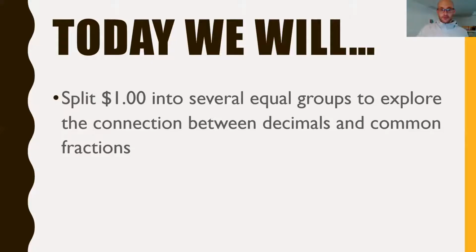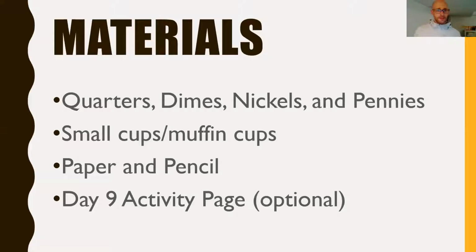So here's what we're going to do today. We're going to split $1 into several equal groups, different types of equal groups, and I'll explain that in a second, to explore the connection between decimals and some common fractions. Today we're going to need quarters, dimes, nickels, and pennies, small cups, whatever you're using to organize them, paper and pencil, and the day 9 activity page, and I'll show you how to make that right now if you're not going to print it off from your team.